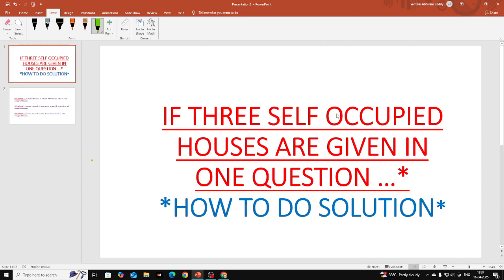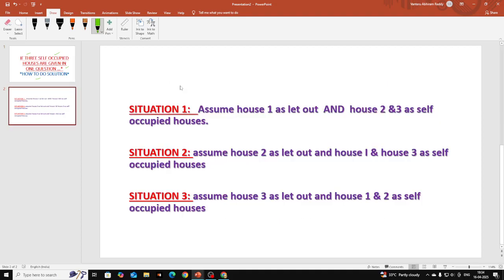Here, if three self-occupied houses are given in any question, how to do the solution? Can we calculate all the houses as self-occupied? No, we should not do it like that according to the Income Tax Act. Then how to do it? If we are not going to calculate all three houses as self-occupied, then here we have to do the calculation under income from house property for the three houses in three different situations.